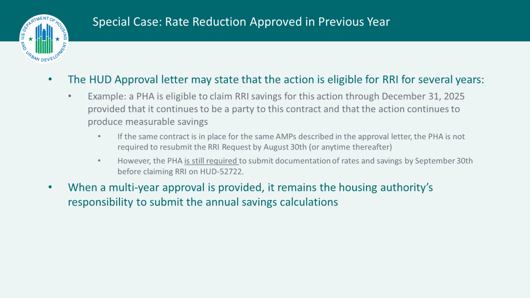If a PHA already has a multiple-year RRI eligibility determination, they only need to submit the savings calculations by September 30th in order to get an RRI approval letter for that action in the year that they wish to claim it on the HUD 52722. Separately, if another incentive is added from a performance contract, the agency should notify its local HUD office that it will be requesting 100% of savings.